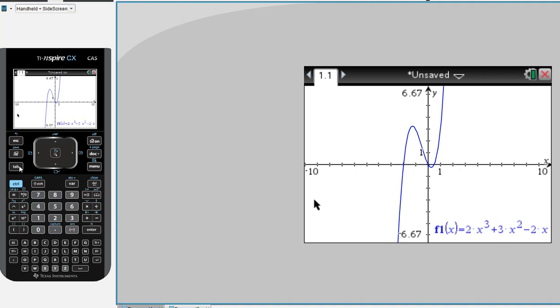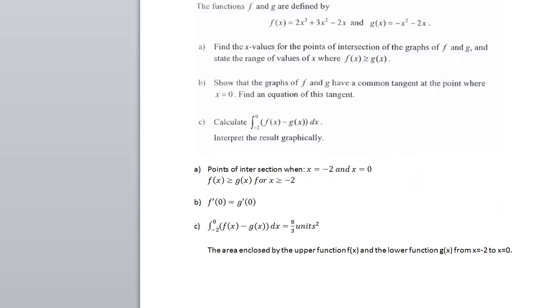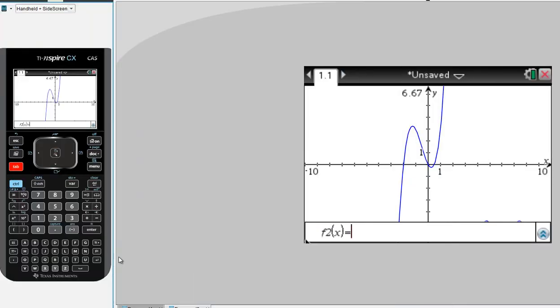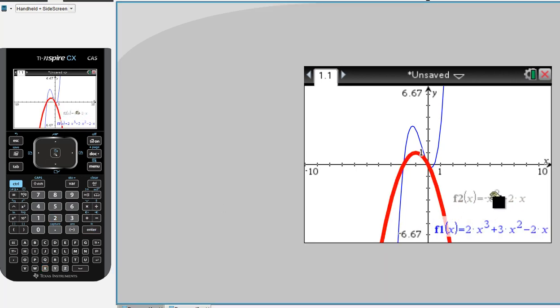Okay, the second one, let's tab into the second function. Minus x2 minus 2x. It looks like that, the red one. I'll move it here.